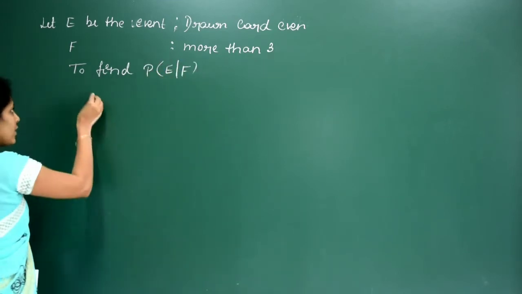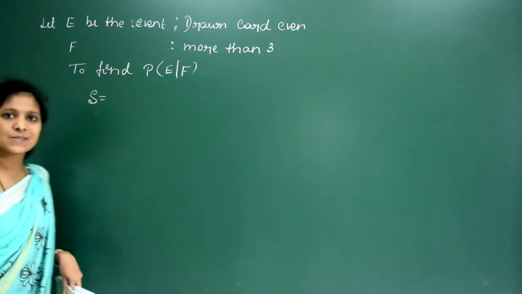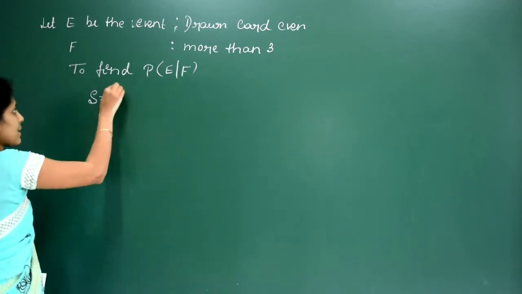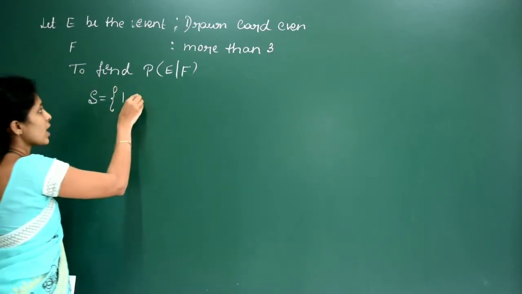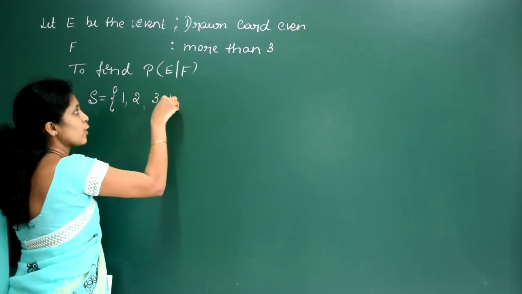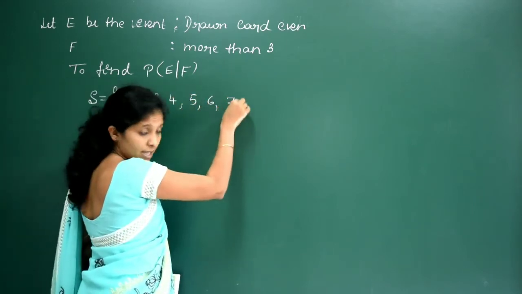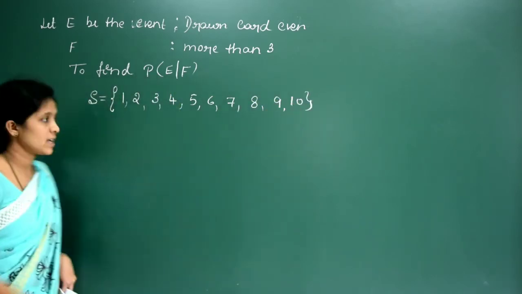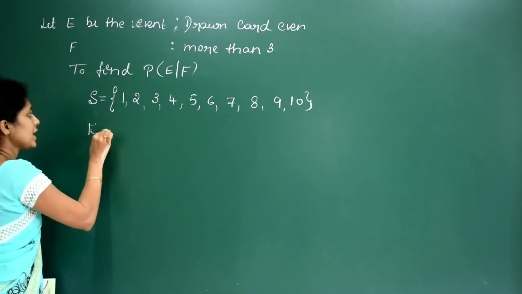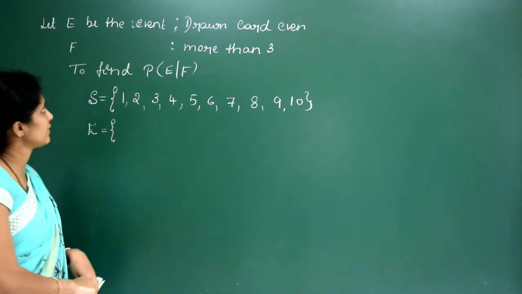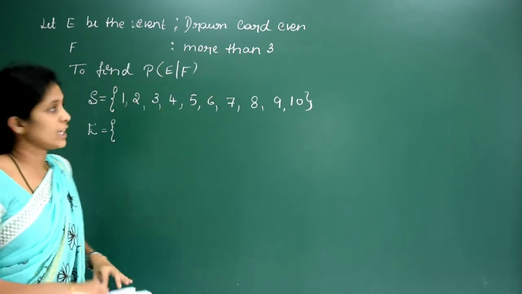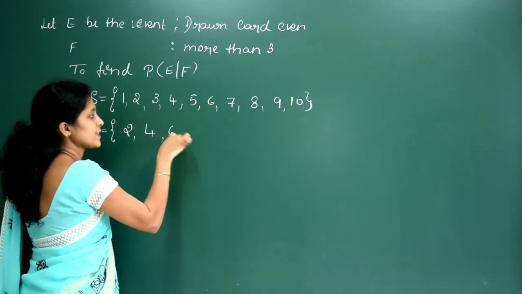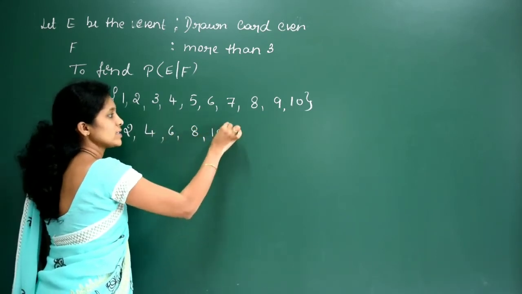First let us define a sample space. Now what will be the sample space? Total 10 cards are there, so the sample space will be 1, 2, 3, 4, 5, 6, 7, 8, 9, 10. So this will be the sample space. What is the event E? The drawn card is even. Even means the possible numbers are 2, 4, 6, 8 and 10. So this is the event E.